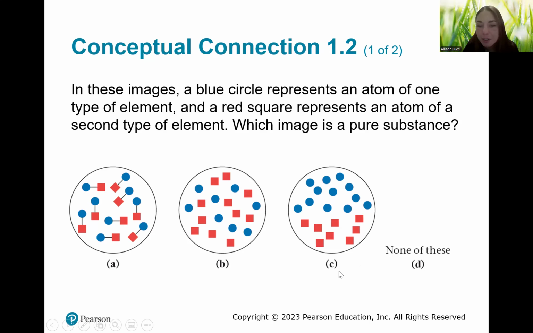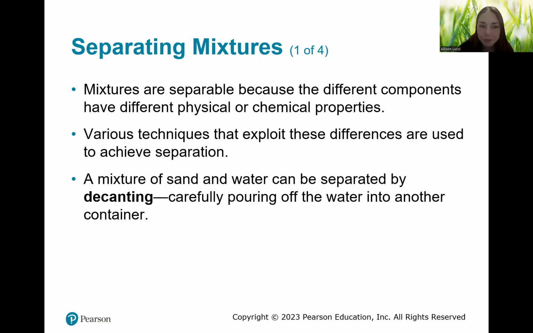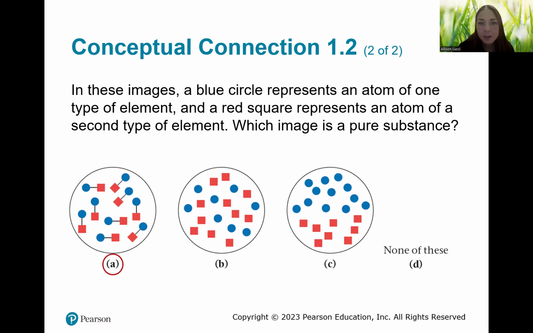Answer C here, we see a distinct separation, distinct layering. So this could maybe be a heterogeneous mixture. There's some kind of separation. Maybe they're two liquids like oil and water. But A here, this could represent a pure substance because it is all the same thing. It's a representation of all the same compound with the red square bonded to the blue circle. So we'll pick up on how to separate mixtures in the next video.